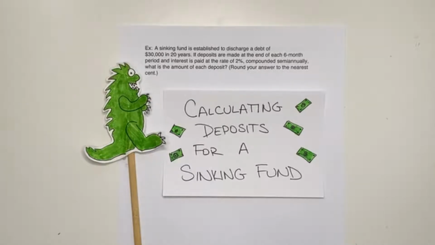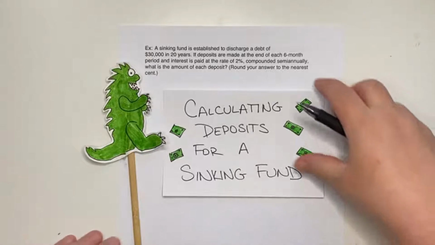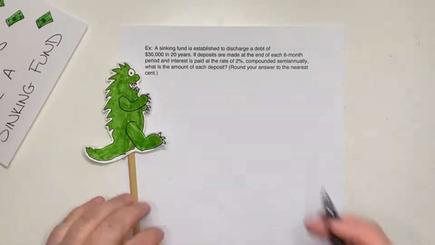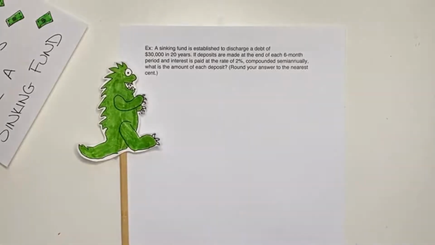You can establish a sinking fund like a savings account. You can be planning to make a big purchase, or like this says, get rid of a debt. So let's talk about what kind of formula we're going to want to use.